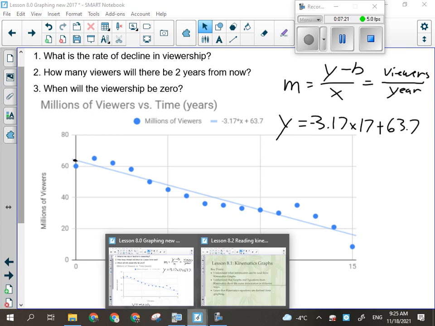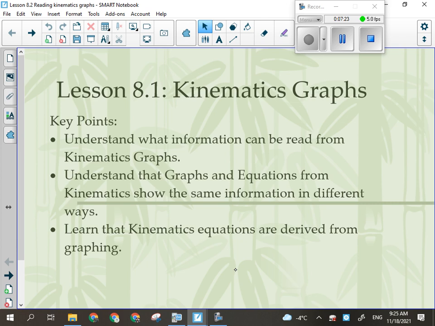Then we are going to look at the graphs that we're going to have to use in this unit. We're only going to have to look at 2 graphs. Position versus time graphs and velocity versus time graphs are the only 2 graphs that we really worry about in Science 10. So what we got to get out of today, you can find this in your notes package, is that we need to understand what information can be read from these 2 graphs, understand how the equations that we use are actually derived from these graphs, and that these graphs show the same information in different ways.